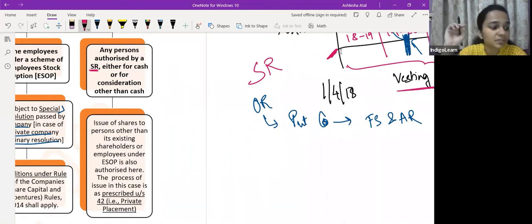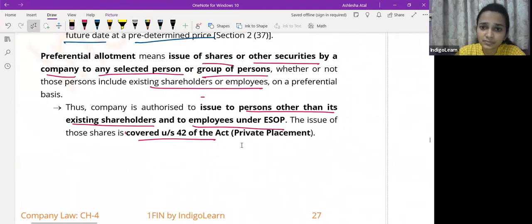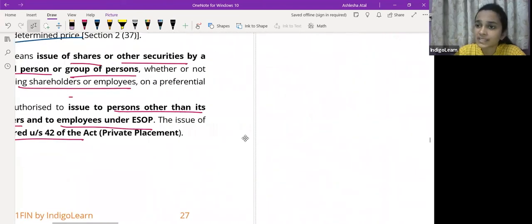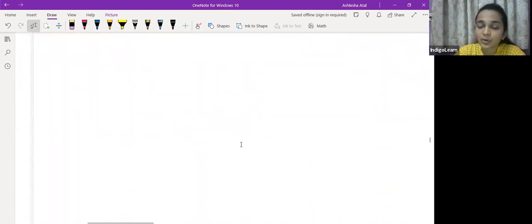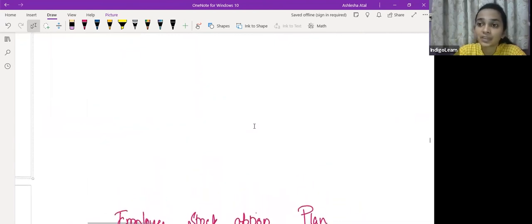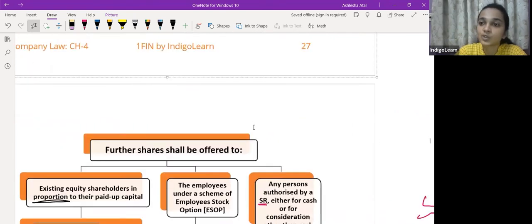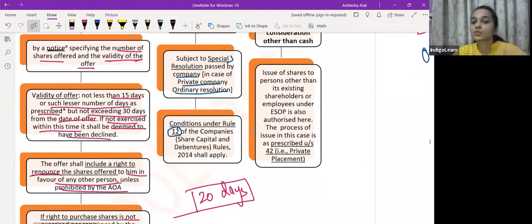So when we talk of preferential allotment, it is basically an allotment which is made to a selected group of people other than the existing shareholder or employees. They may or may not include the existing shareholder or employees of the company. The issue can either be for cash or for consideration other than cash, but a selected group of people is first given preference for the purchase of the company's shares. So that type of allotment is referred to as preferential allotment. It should be authorized by a special resolution.